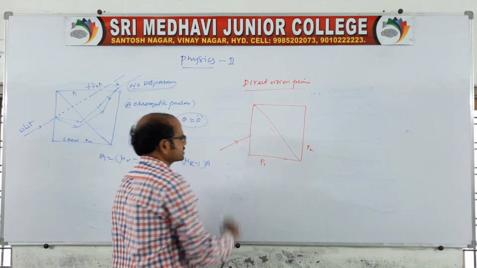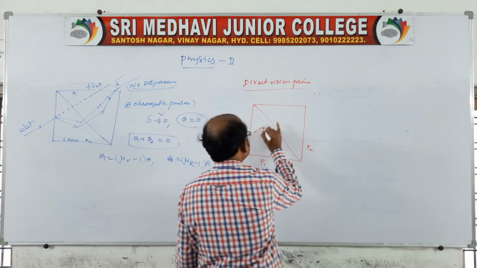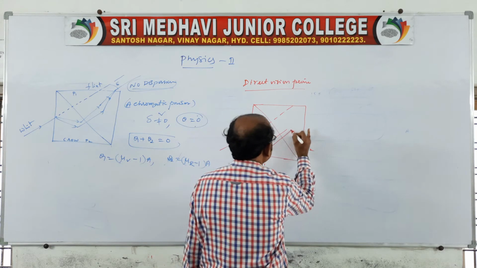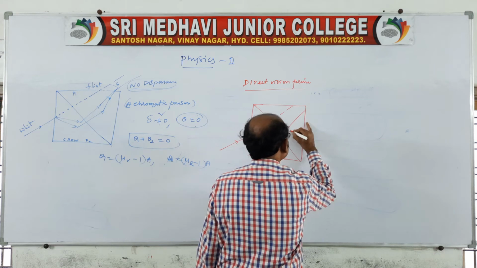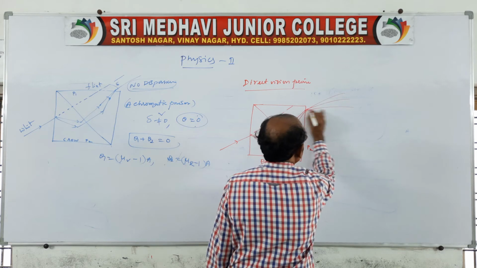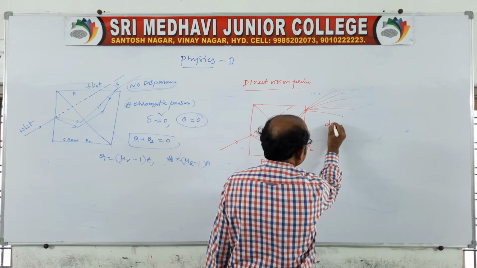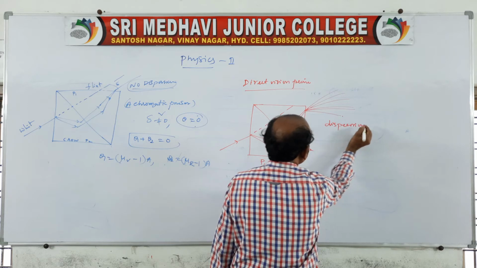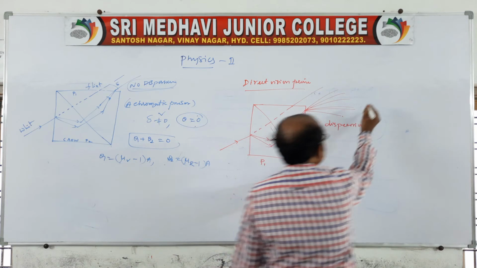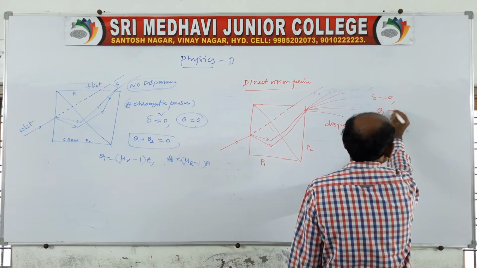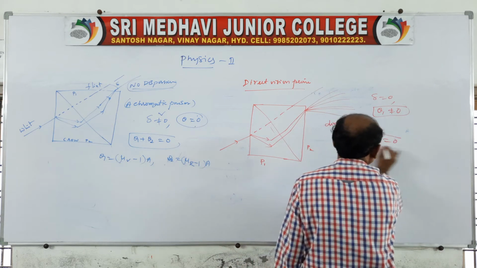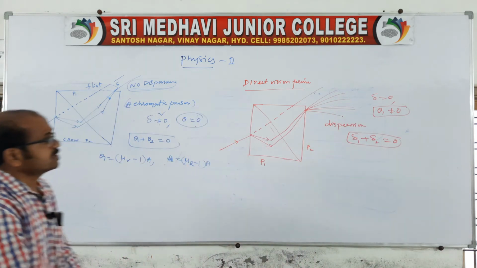When white light enters, the original ray is divided into 7 colors, which come out at the other end of the prism. Here dispersion is there, but no deviation. The deviation is 0. In this case delta is equal to 0, but theta is not equal to 0. Of course, we can write delta 1 plus delta 2 is equal to 0. This is related to the direct vision prism.